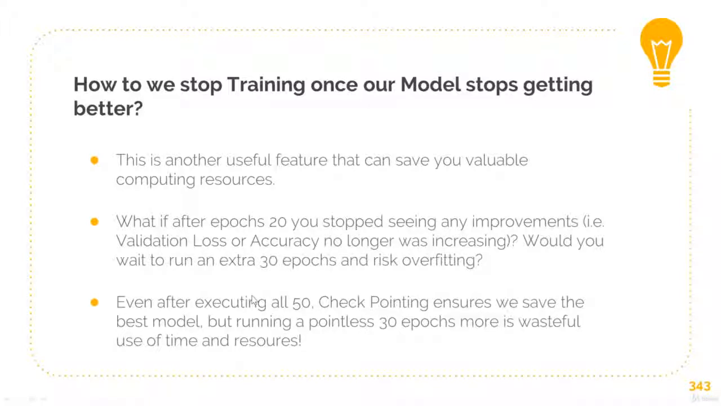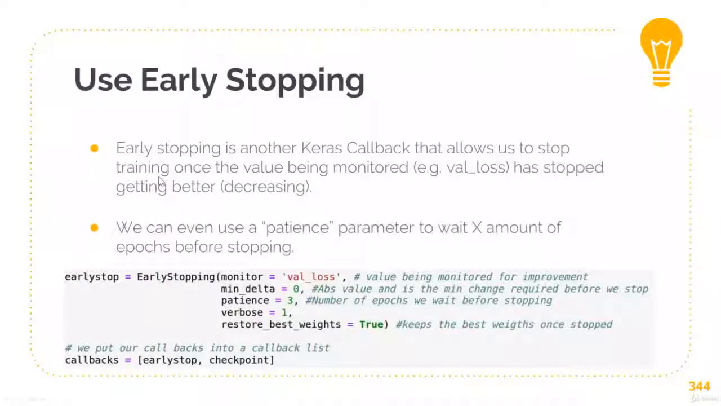Even after executing all 50 epochs, checkpointing ensures that we save only the best model, but we're still running a pointless 30 epochs, which is wasteful. So how do we stop this? Now there's a new callback called early stopping. Early stopping basically allows us to monitor a value, and if that value stops improving, we stop training. We don't run any more epochs.